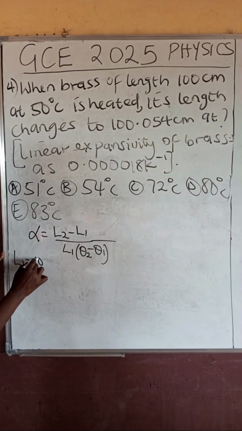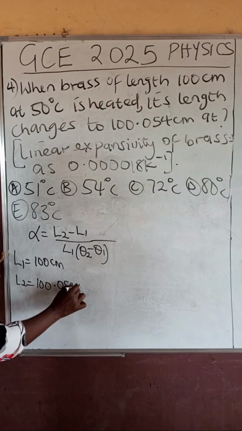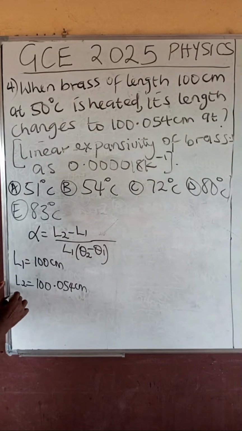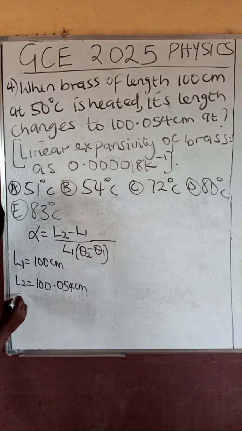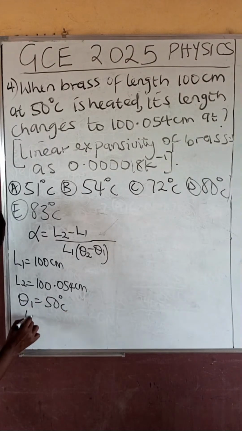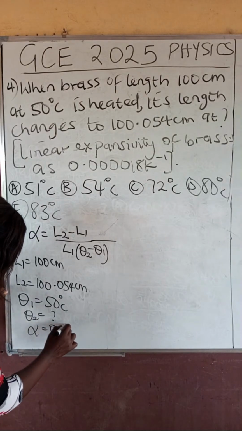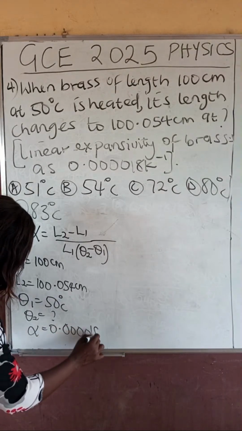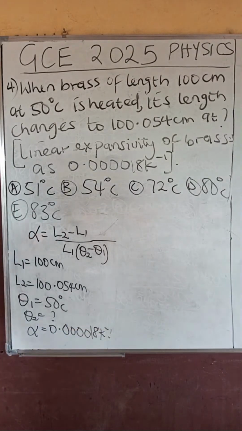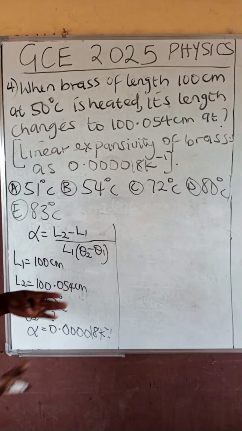We have our L1 to be 100 centimeter, L2 to be 100.054 centimeter. We have theta 1, that is 50 degrees C. We are looking for theta 2. We have alpha to be 0.00018 per Kelvin. All right. Let's solve and make theta 2 the subject. Let's see what we'll have.